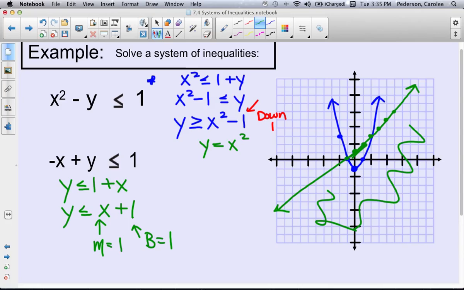And notice this piece right here overlapped with our black piece. Remember, our black piece was all in here. So the solution to our system is this curved piece. And that's how you can graph a quadratic inequality and a linear inequality that makes up our system.